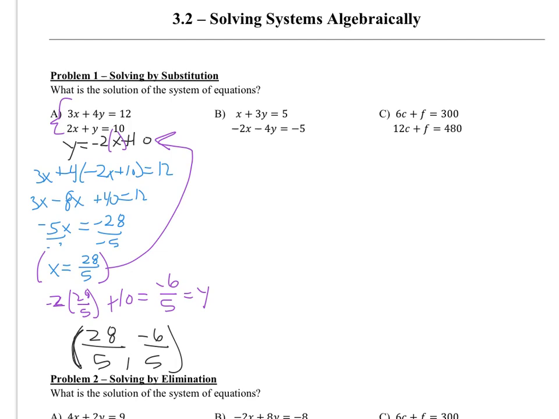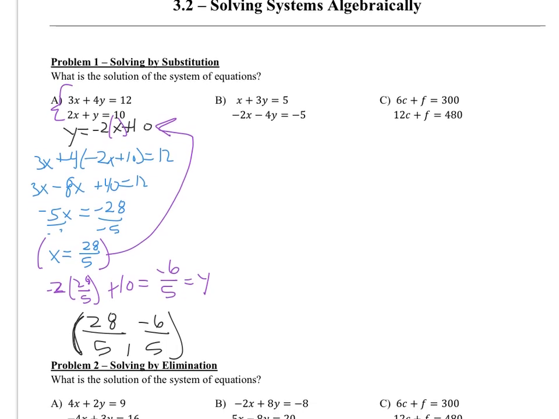So I want you to try to do B by yourself right now. If not, we will be going over it tomorrow. So that's the first way, substitution. Some people really like that way. That's not my favorite.